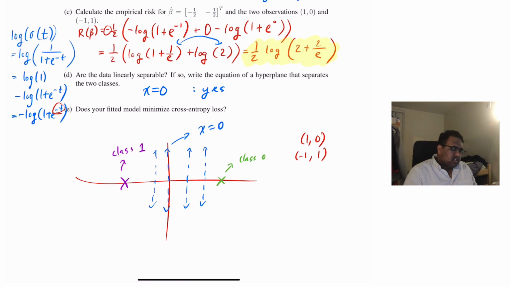So the last problem, does your fitted model minimize cross-entropy loss? I don't think that's worded too well. I think the main takeaway from this problem is, if your model is linearly separable, then your training error will be 0, right? Because you can just set your decision boundary to be that hyperplane. So in this case, I could set the decision boundary to be this line, x is equal to 0, and say my classifier is everything to the right is in one class, everything to the left is in another. And if it's linearly separable, your training error will be 0. So I think that's the main takeaway from this problem.